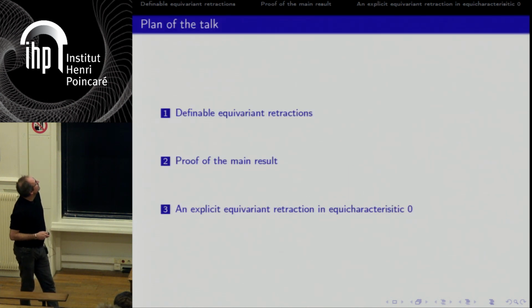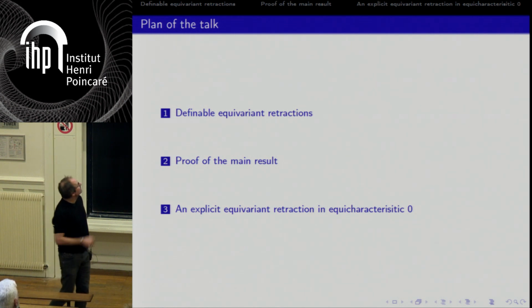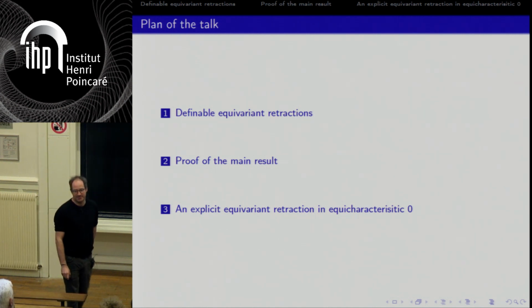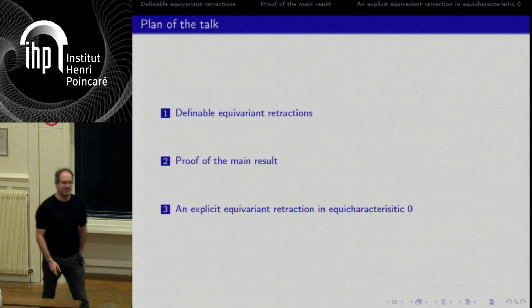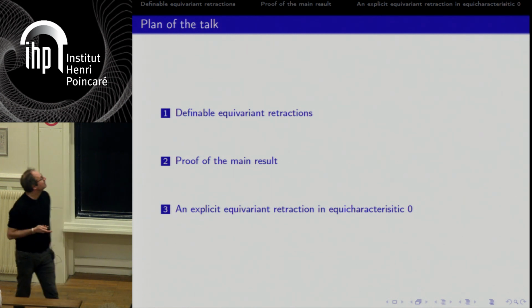Okay, so here's the plan of my talk. First I will say what definable equivariant retractions are, then I will prove our main result, and I will give a second proof, in equal characteristic 0, which is a little bit more explicit, at the end. I think both proofs are interesting, and I want to give ideas for both.